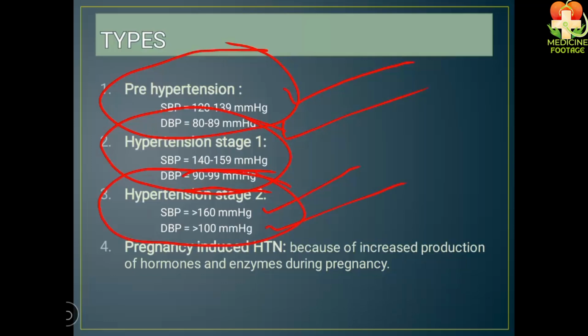We have another category of blood pressure, which is pregnancy-induced hypertension. In this, females who become pregnant experience a lot of hormonal changes in their bodies. When many hormones are produced in the body, it causes the blood pressure to increase. So we call it pregnancy-induced hypertension.